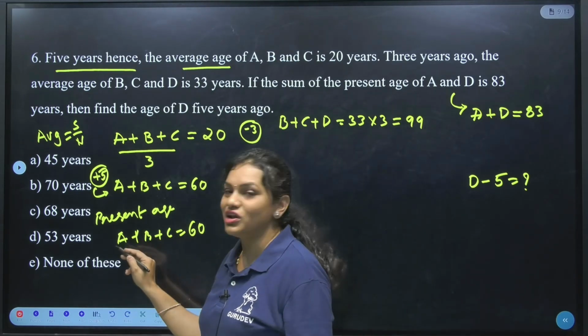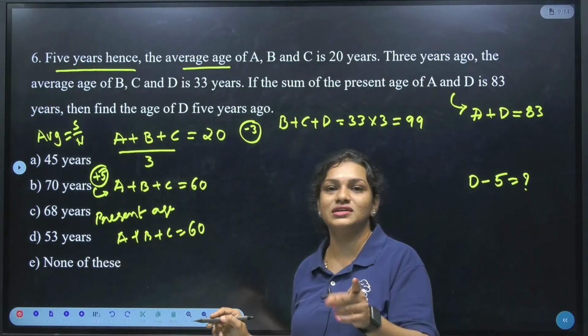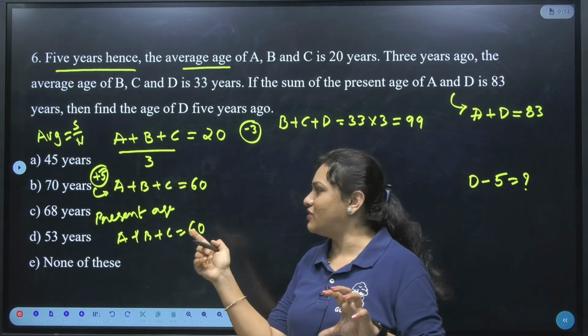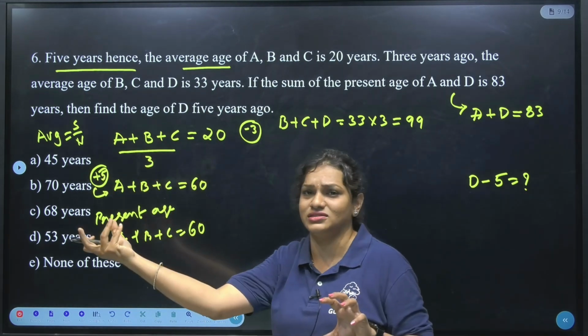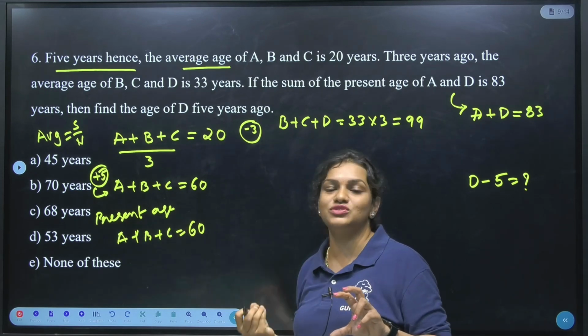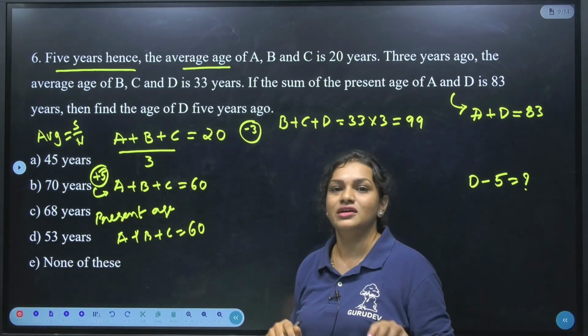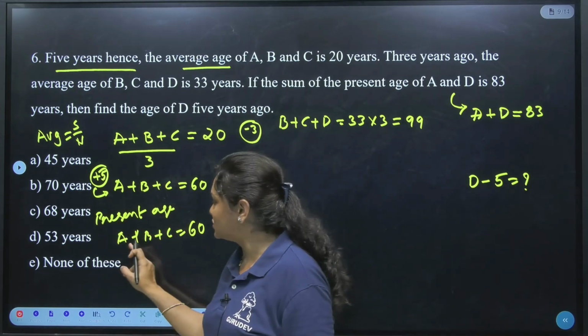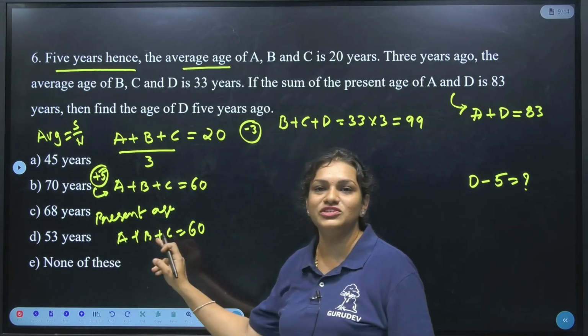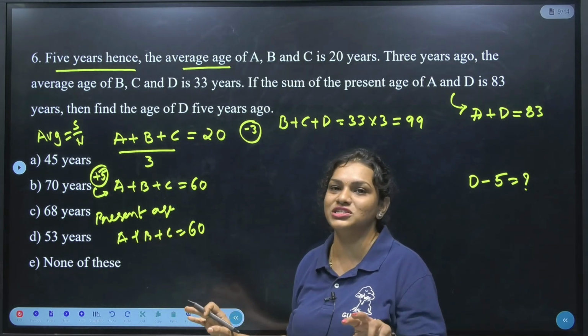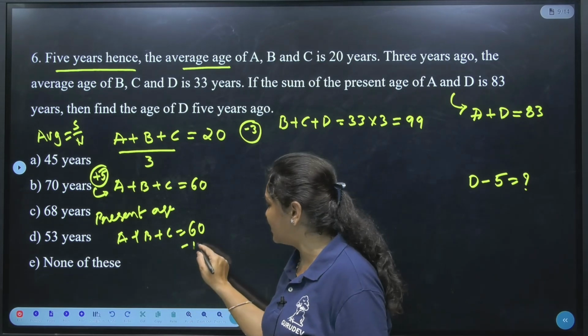See, if only one person is there, that person's age is 20 years, in the sense 5 years hence is 20 years of age. To get the present age, what will we do? Minus 5, right? Similarly, if totally 3 persons are there, 5 plus 5 plus 5, in the sense total, how much is it? It is 15. That 15 we can deduct.